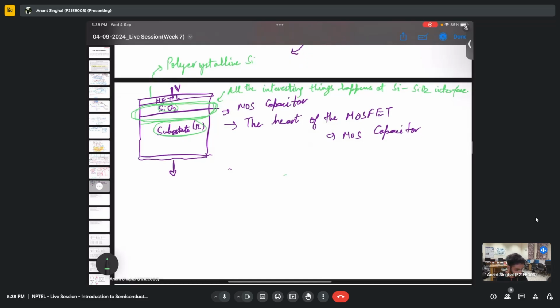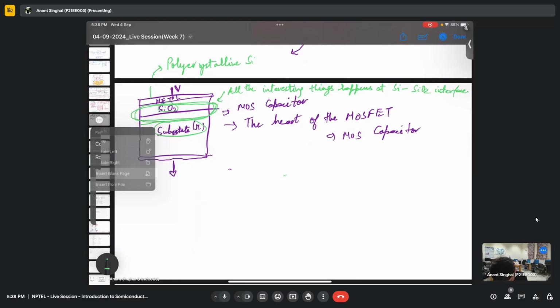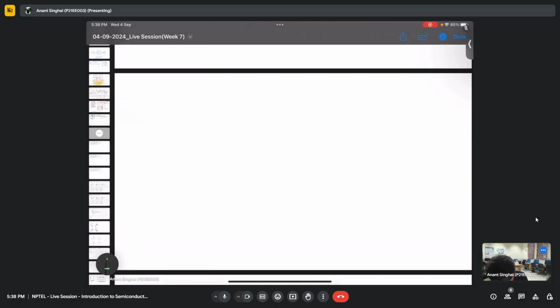So again, if I try to make the band diagram, a very basic band diagram, what I can do is take a metal, so this is oxide, this is metal, and let's say this is semiconductor. Okay, so let's say I'm taking maybe a p type substrate as of now, and again there is no applied voltage.